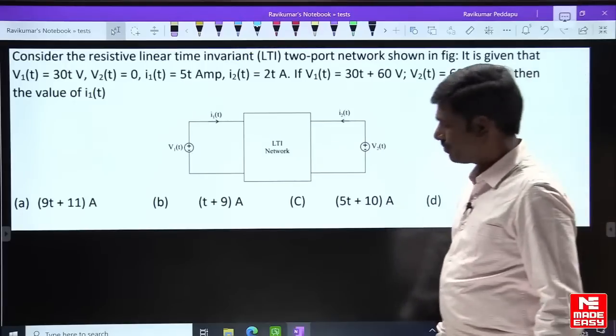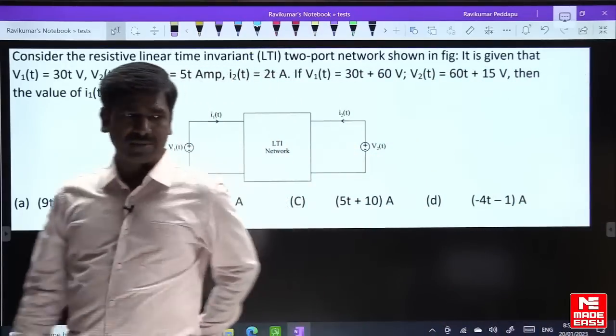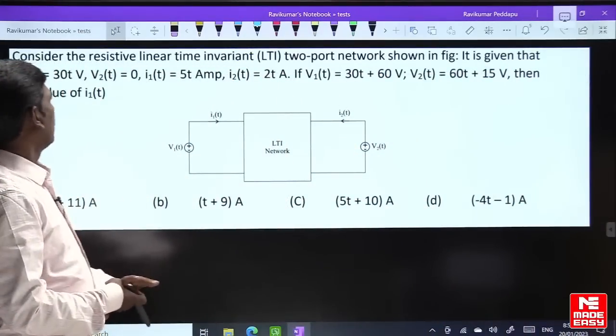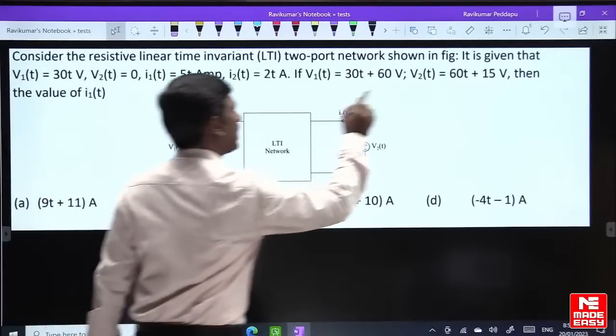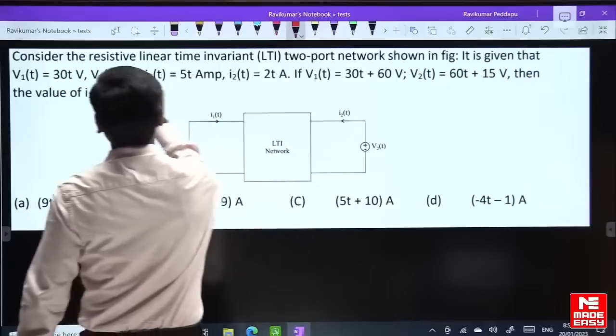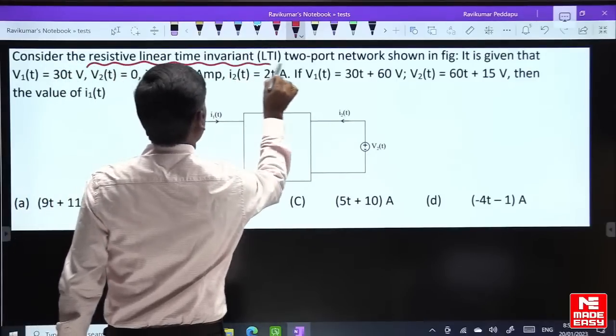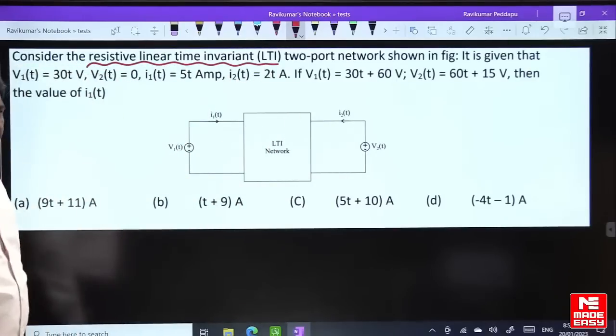This is the last question, based on two-port network. Consider the resistive linear time invariant two-port network shown in figure.